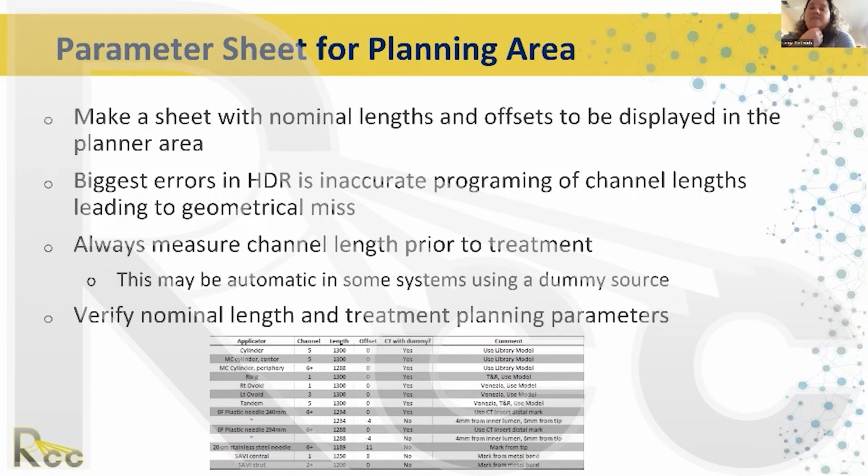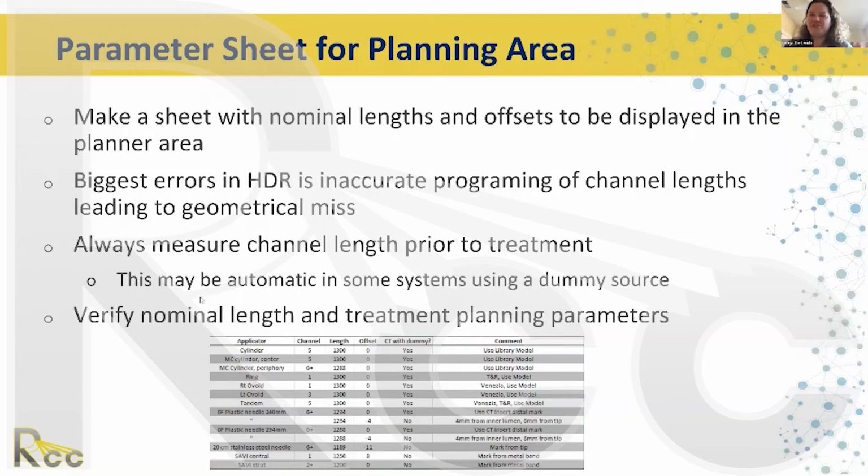So as Adam said, always measure the channel length prior to treatment, write it down, and compare that to your treatment planning system. Some HDR systems actually have this automated these days with a dummy source, and that is very helpful. And just as you check the plan, verify the nominal length and treatment planning parameters very, very carefully.